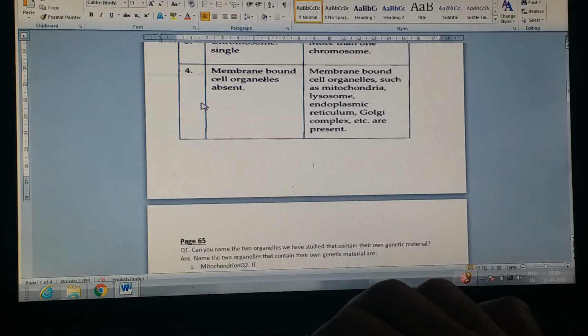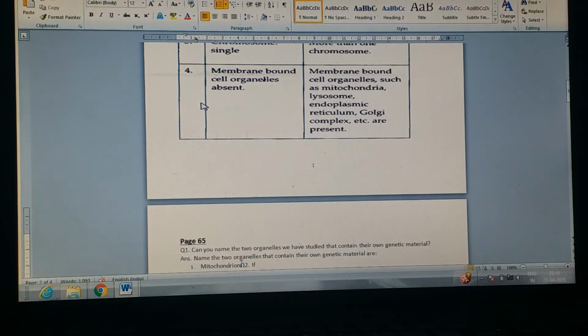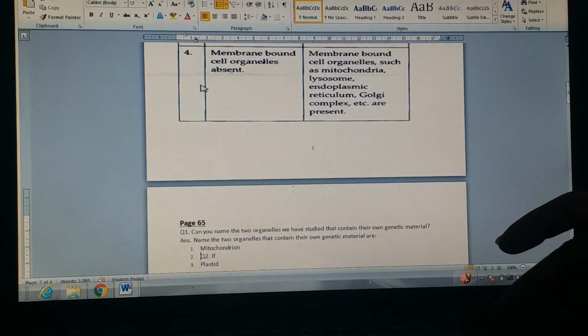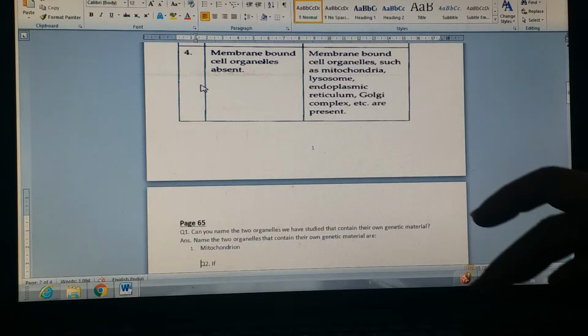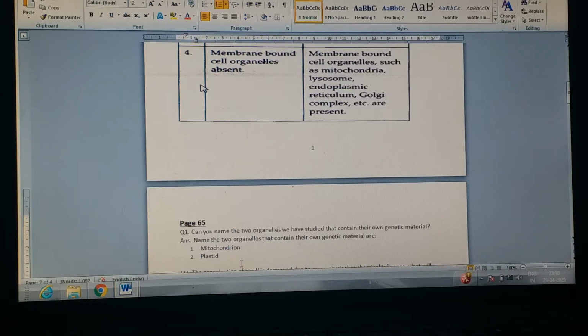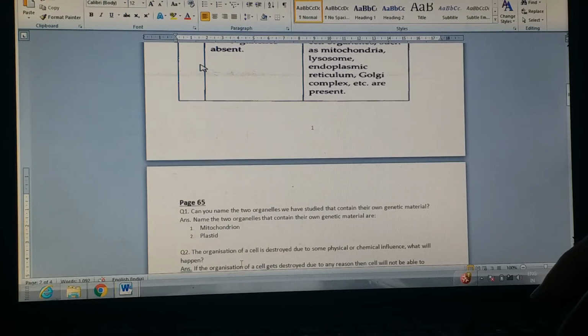The third question is on page number 65. Can you name the two organelles we have studied that contain their own genetic material? Yes, one is mitochondria and another one is plastids. So plastids have their own genetic material, that is DNA. Is it clear?